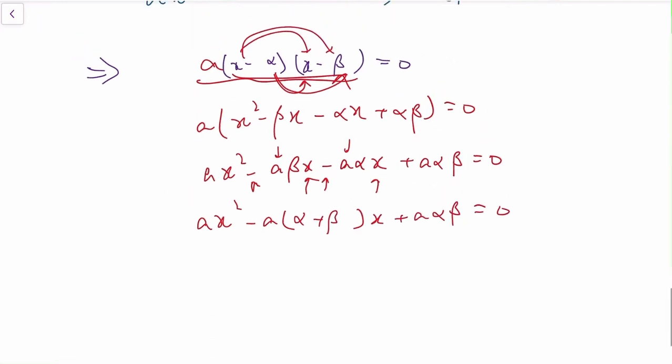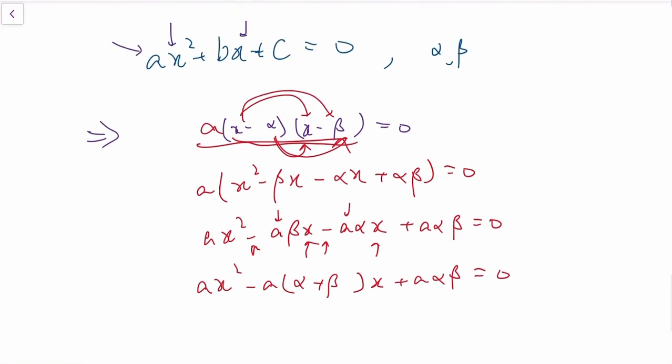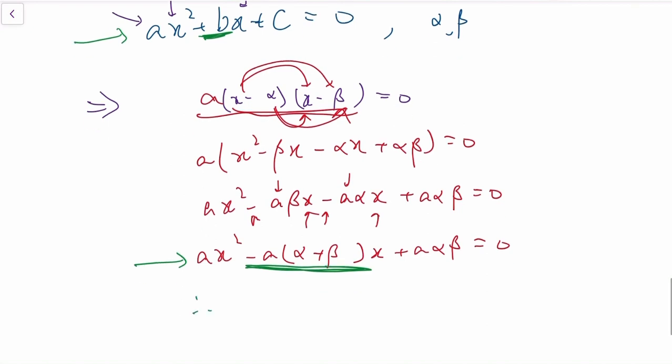As I said, this should be the same as the original equation. What that means is we can compare the coefficients. Alright, so the coefficient of x, which is b on top, must be the same as the coefficient of x here. So we have b equals minus a times alpha plus beta, and c equals this. So c equals a alpha beta.